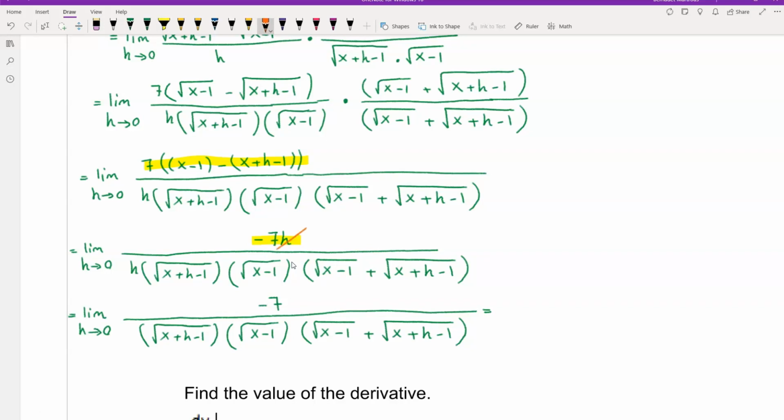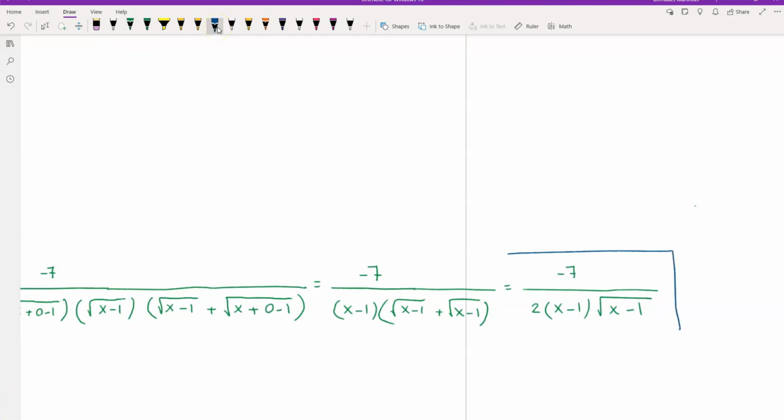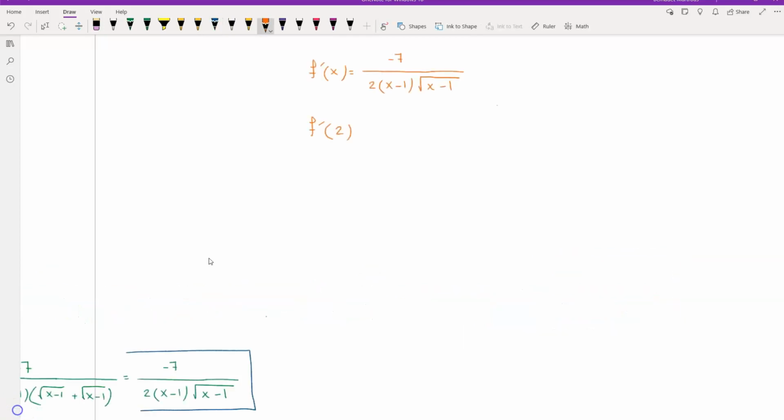The next step, we can cancel h. So what we have here, numerator is negative 7. And now finding our limit as h approaches 0. So instead of h, we're going to use 0 in denominator. So here instead of h, we have 0. So here is what we have for this part. Now we have to use what is given for x.